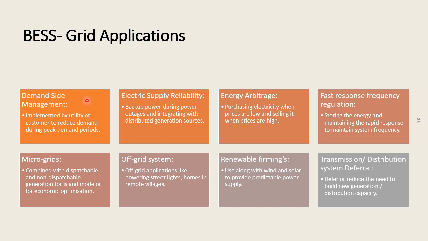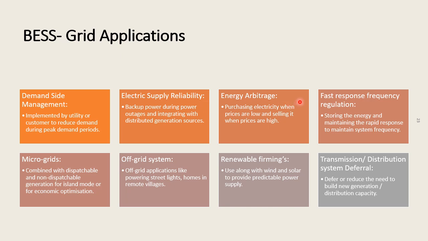Demand side management. Energy stored is used to reduce the electricity demand during peak demand period. This is done by recharging the batteries during off-peak period and utilizing its energy during peak demand. This can be implemented by the customer or the utilities company. Electric service reliability can be improved during power outage. Power reliability can be ensured by integration of energy storage with renewable sources.